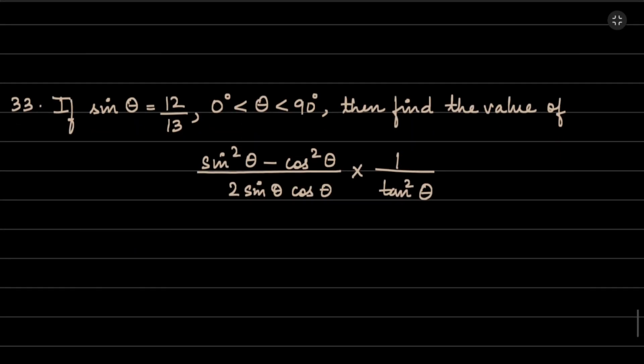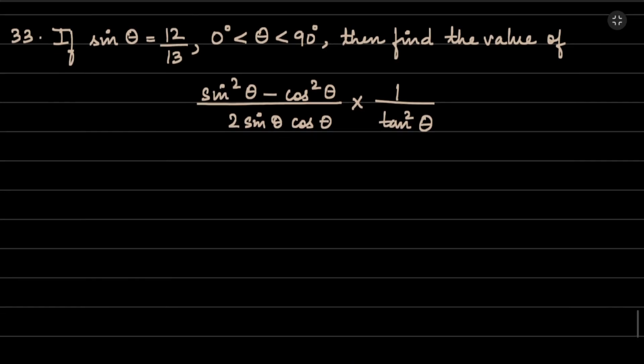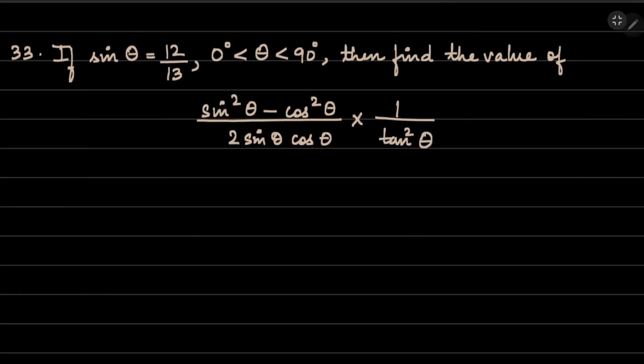Let's move on to the next question. Given sin theta is equal to 12 by 13 and theta is greater than 0 and less than 90 degree, find the value of sine square theta minus cos square theta divided by 2 sine theta cos theta, multiplied by 1 by tan square theta.